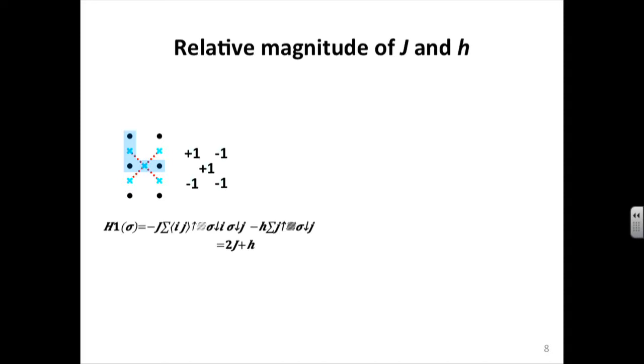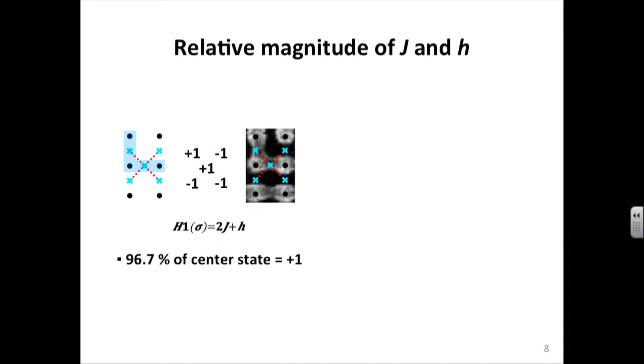In the first term, there are 4 interactions, 1 between 2 +1 states and 3 between a +1 and -1 states. These sum up to 2J. In the second sum, there are 5 states which sum up to H. So the Ising Hamiltonian H1 is 2J plus H. From experimental data, we can measure the distribution of center state given this specific 4 neighboring state configuration. When only one of the 4 neighboring states was +1, 96.7% of center state was +1.